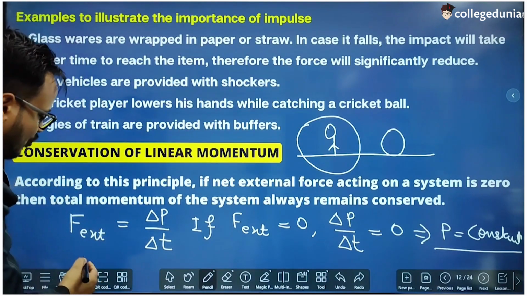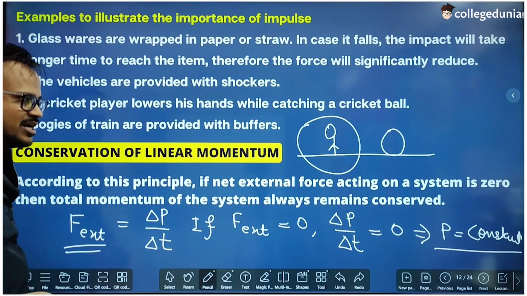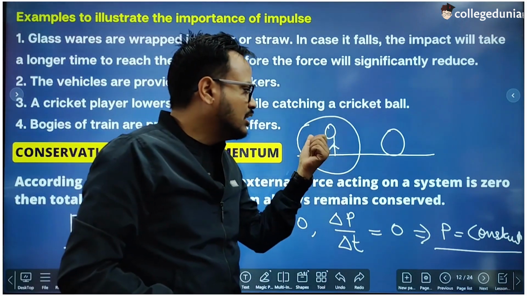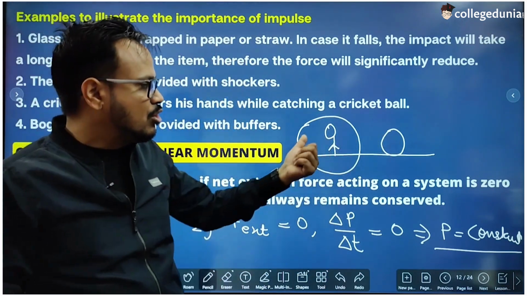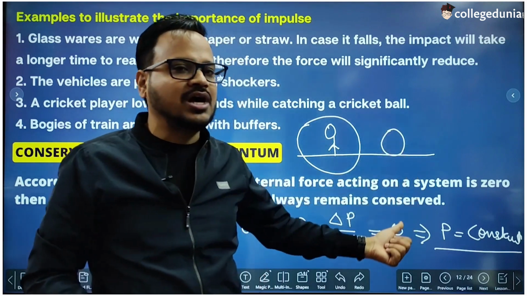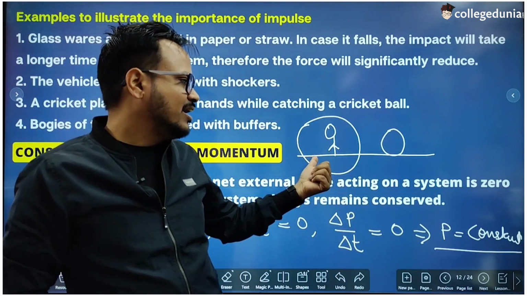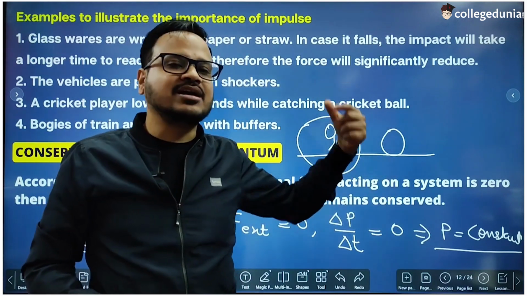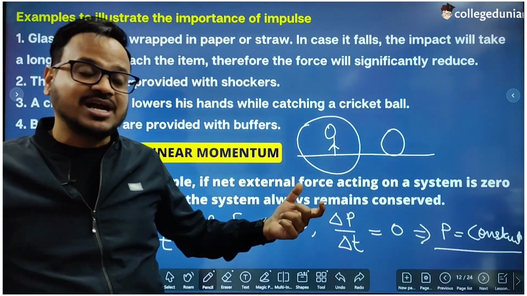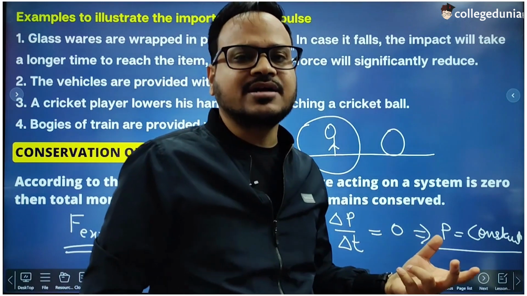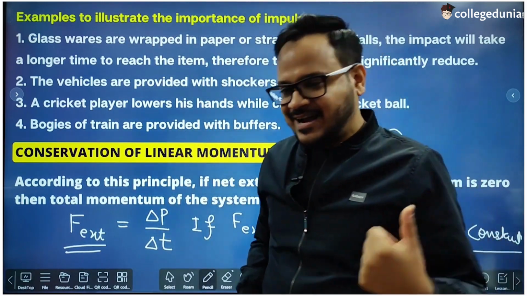If the external force is not zero, then momentum will change, and obviously the momentum of this football is changing, because initially the football was kept on the ground, so the momentum was zero. When the boy hit the football, its momentum became non-zero, so the momentum changed, and it has to change because the external force is not zero, right?